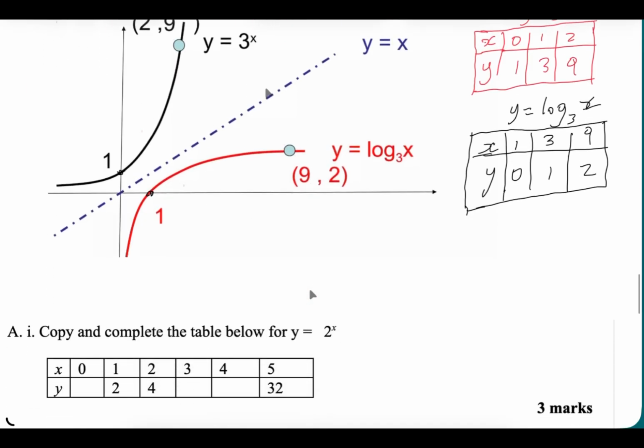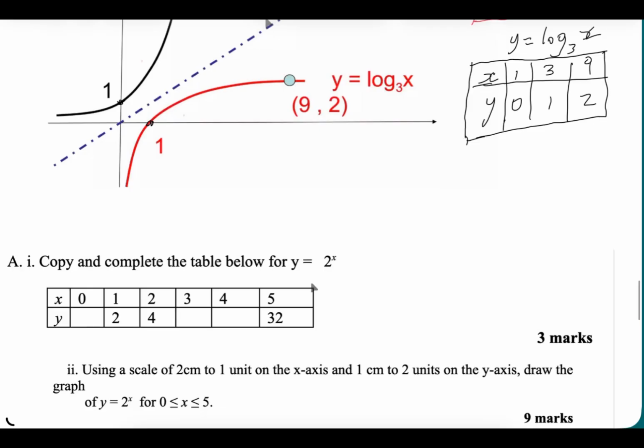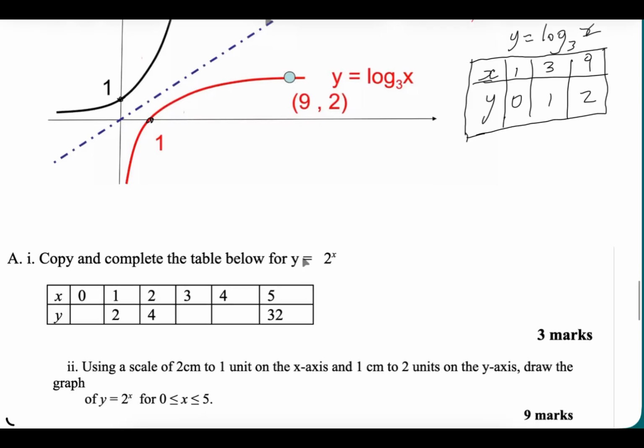So here's a question. A typical question would be to copy and complete a table. In this case, for an easy function, y is equal to 2 to the x, which we have done earlier on. So we can just fill those in. We're given values of x: 0, 1, 2, 3, 4, 5. We're given some values of y: 2, 4, and 32. We just need to fill those in.